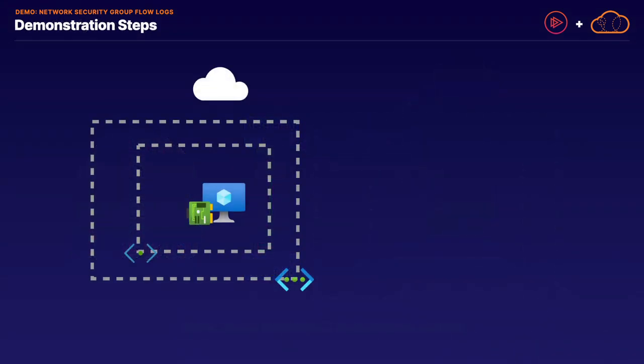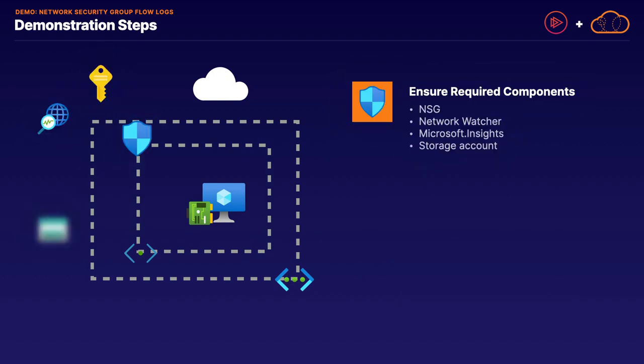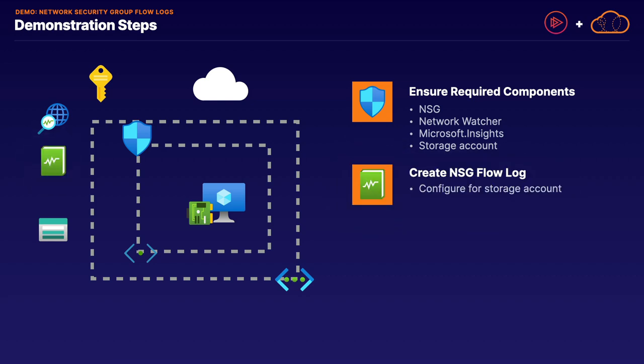Now, as we go through this, the demo steps that we're going to start off with are first, ensuring the required components: our NSG, our Network Watcher, Microsoft.Insights, and a storage account. Once we've ensured those required components, we're going to move into creating an NSG flow log and configuring it for a storage account so that it will send those logs and all the traffic that's going through the NSG into the NSG flow logs storage account.